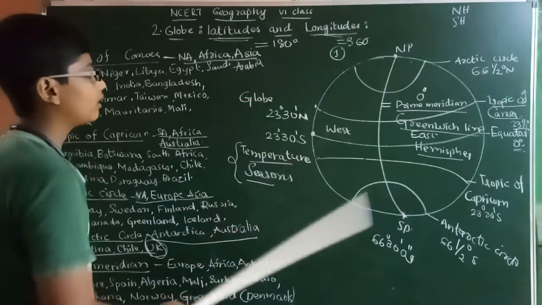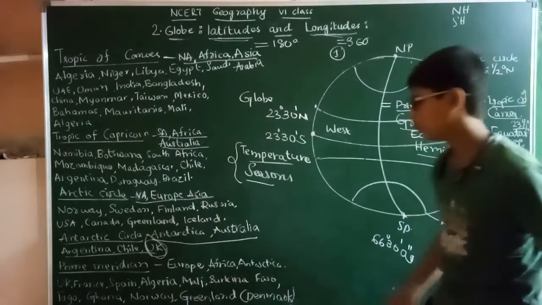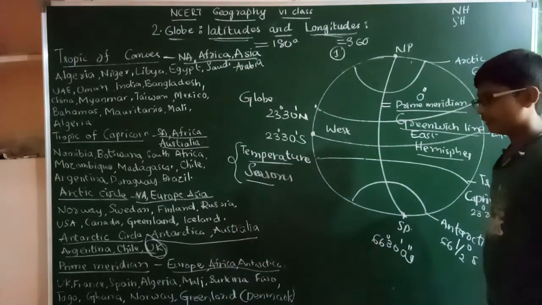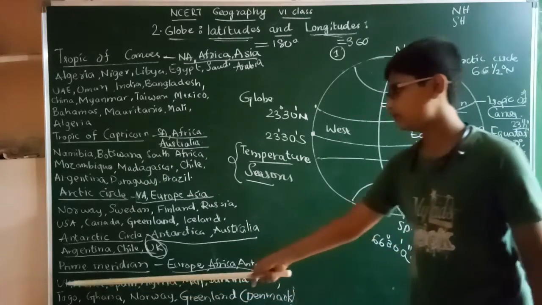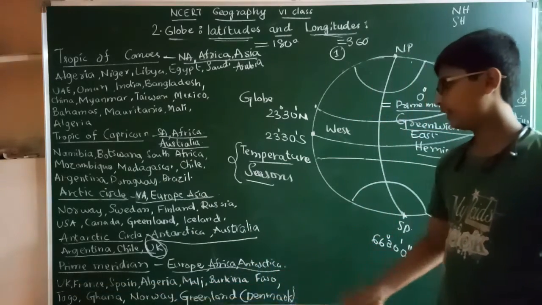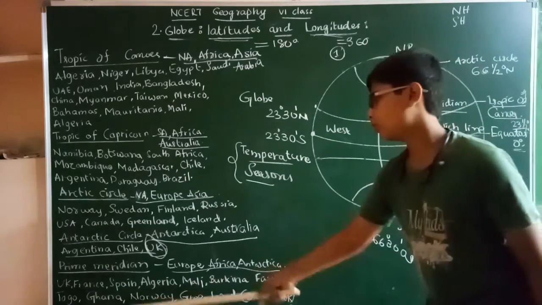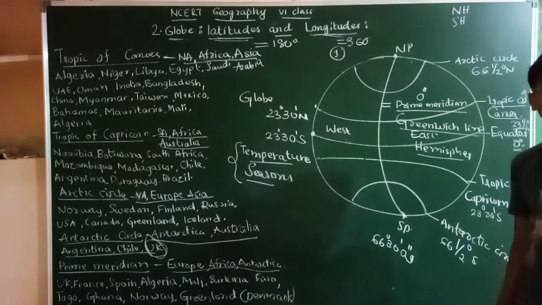This is the important longitude. The prime meridian passes through the continents of Europe, Africa and Antarctica. It passes through these countries: UK, France, Spain, Algeria, Mali, Burkina Faso, Togo, Ghana, Norway, and Greenland, that is Denmark.